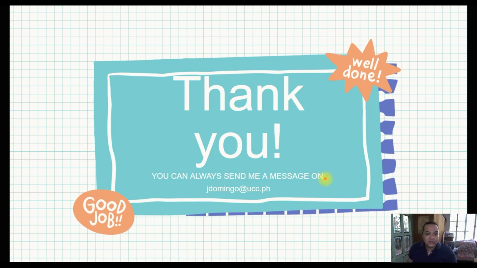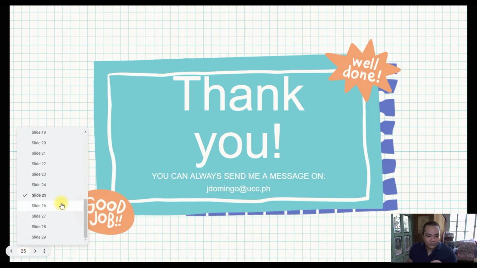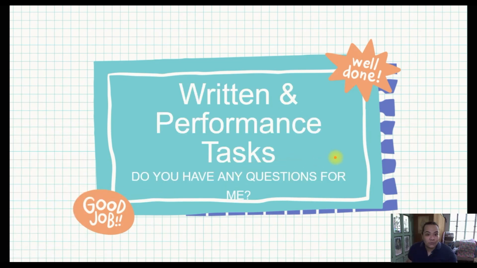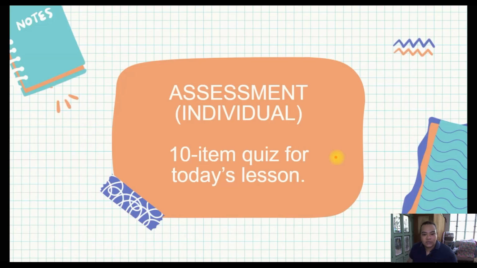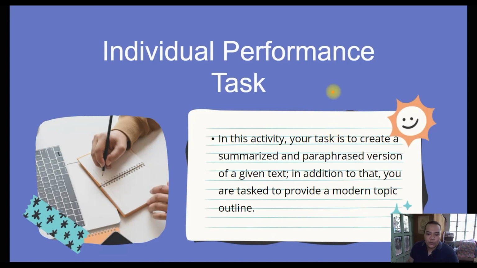And for my students who are watching this, here is the explanation for your written and performance task. So here is your individual assessment. You'll have a 10-item quiz for today's lesson that will be assigned to you after our class, and you have 1 hour to answer that. And then for the individual performance task, you'll be given a template. There is an activity or an article that you will be summarizing, paraphrasing, and outlining. All of the specific instructions are in the template.